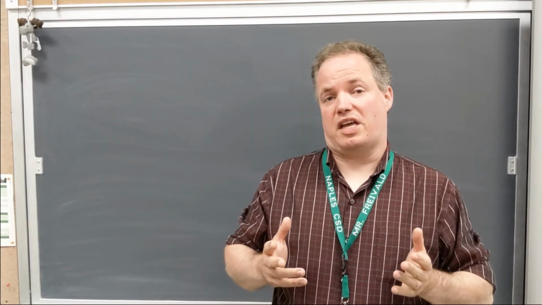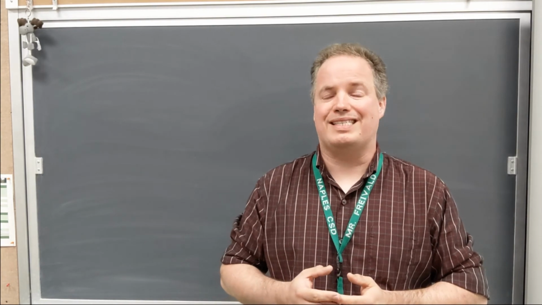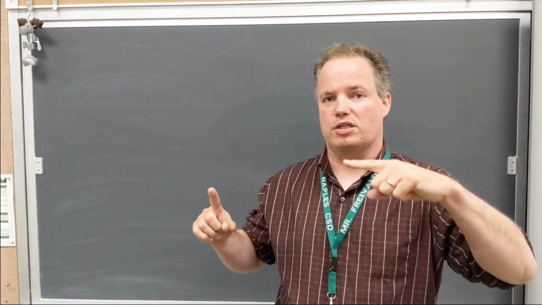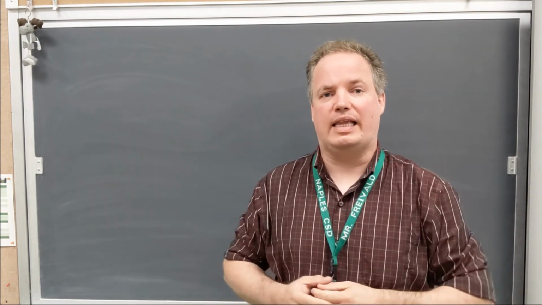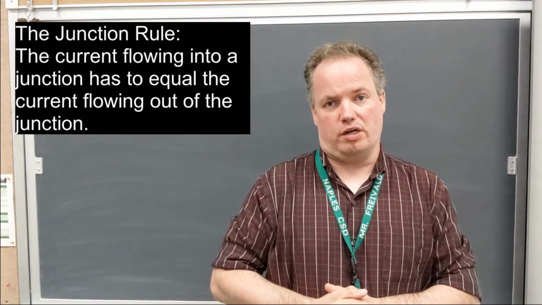Kirchhoff's second rule is, I think, even easier to understand than his first. It's called the junction rule. And what it says is anytime you have a junction of wires, so you have multiple wires that come in and leave, the total current going into the junction has to equal the total current going out.